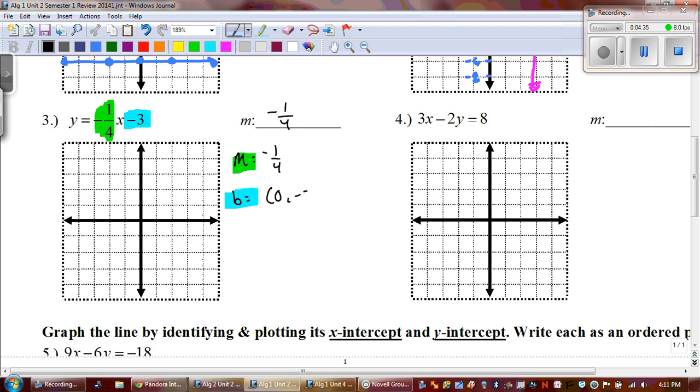Okay, that's where we got the slope, but we also need to know the y-intercept, and the y-intercept is a point. It's where we begin, right? So we're starting at -3, which is right here, and I need to go down 1 because it's a negative slope, over 4, and follow the same pattern on the other side, okay? And then just draw your line, and there you go. It's a negative slope, so it should be going down.